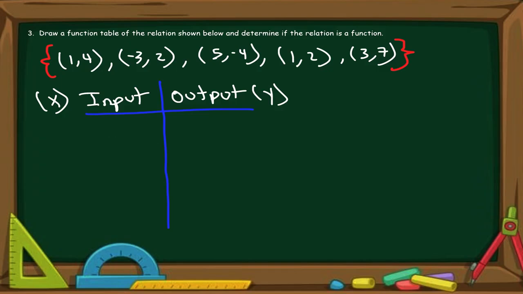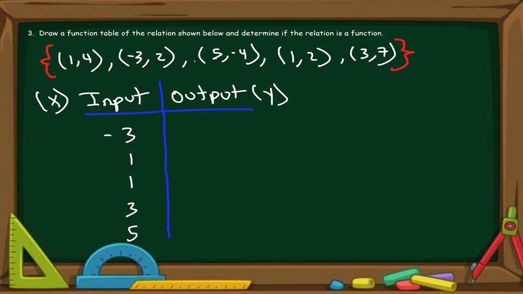So the lowest input value that we have is -3. Next is 1, and then we have another 1, and then after that is 3 and 5. Now for this function table, I'm going to write the input value twice because that's what we have here. When writing out the domain and the range for repeat values, we would write repeat values once.